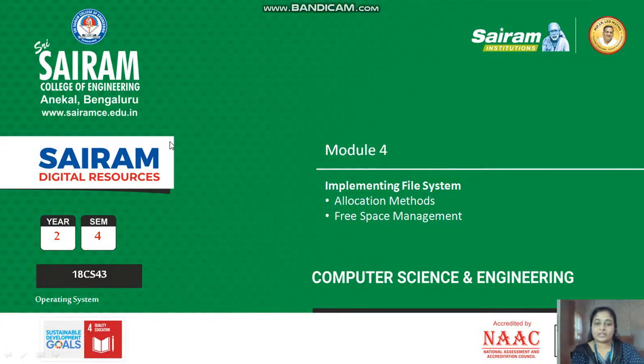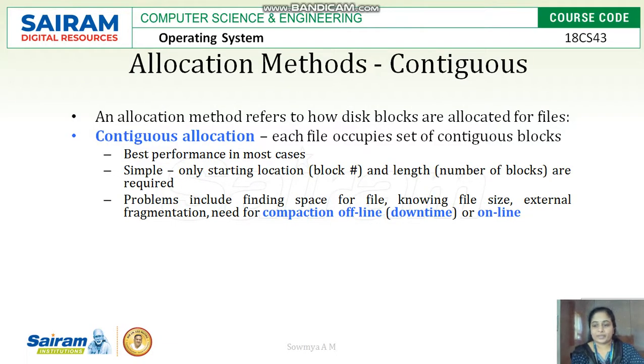Hello everyone, in this video we will see about implementation of file system. The next topic in implementation of file system is allocation methods. The first method here is contiguous. An allocation method refers to how the disk is used for saving the file.